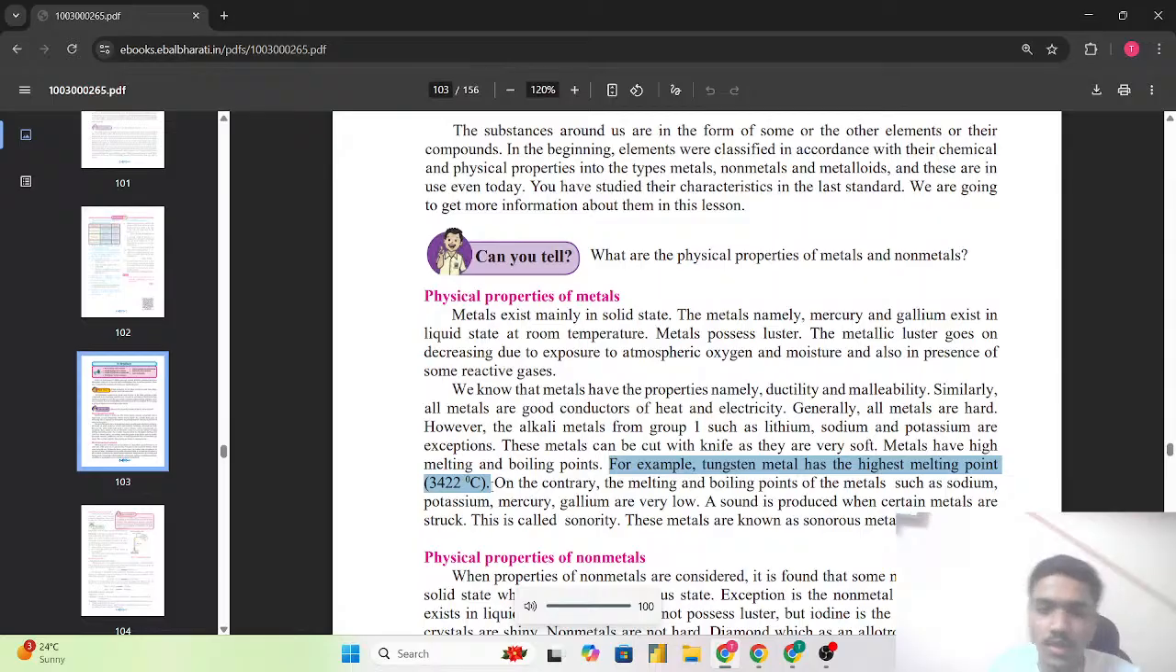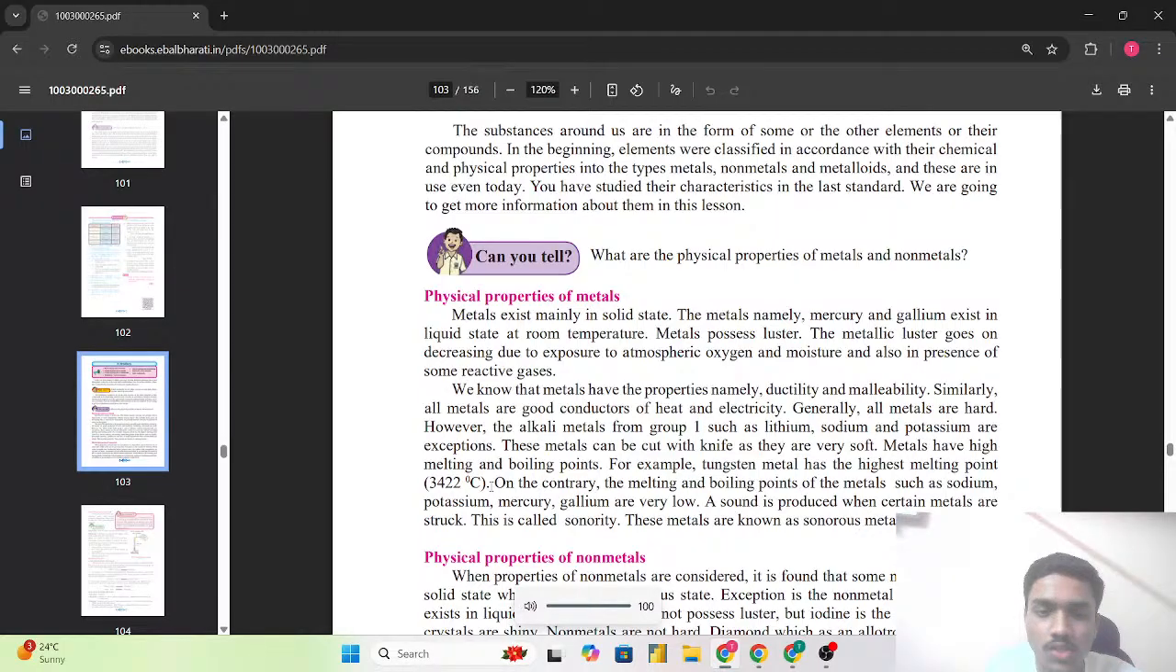On the contrary, the melting and boiling points of metals such as sodium, potassium, mercury and gallium are very low. And again, here there is an exception: the melting and boiling points of metals such as sodium, potassium, mercury and gallium are low.